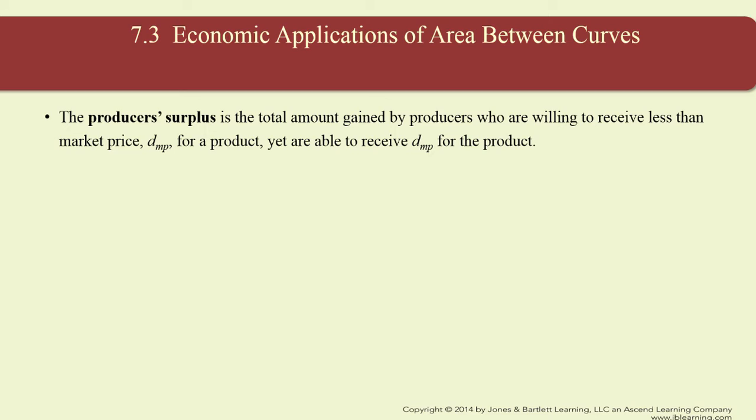So a little bit more mathy of a definition. The producer surplus is the total amount gained by producers who are willing to receive less than the market price, but yet they're able to get market price. So in the prior slide, market price was $188.80, but they were willing to receive $150.